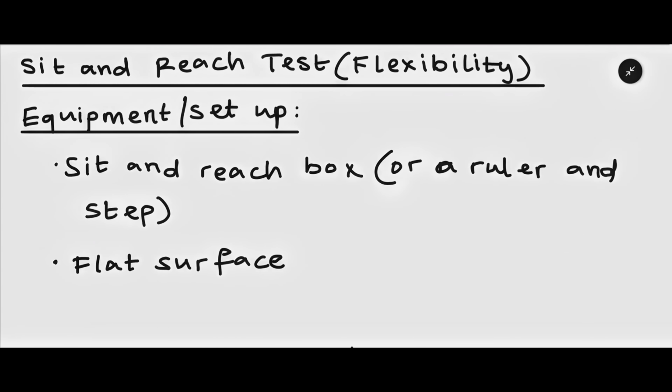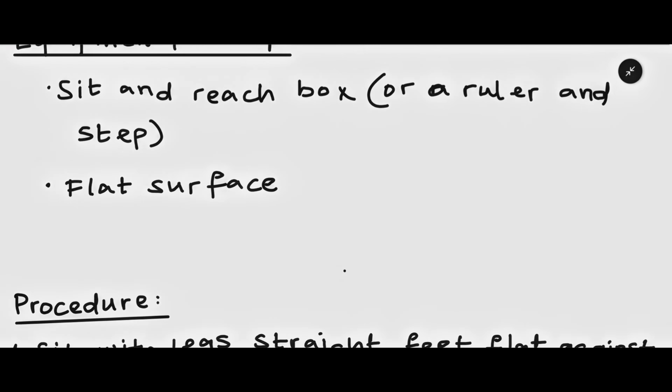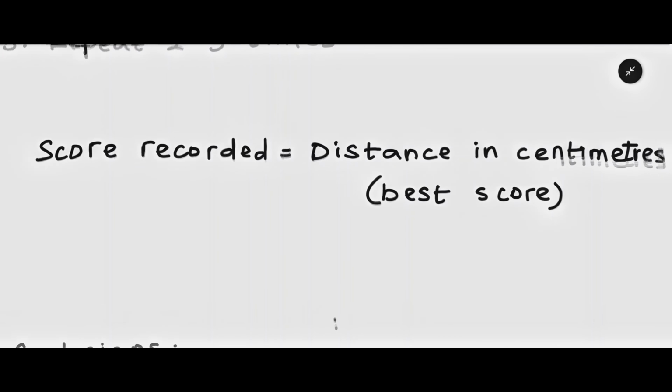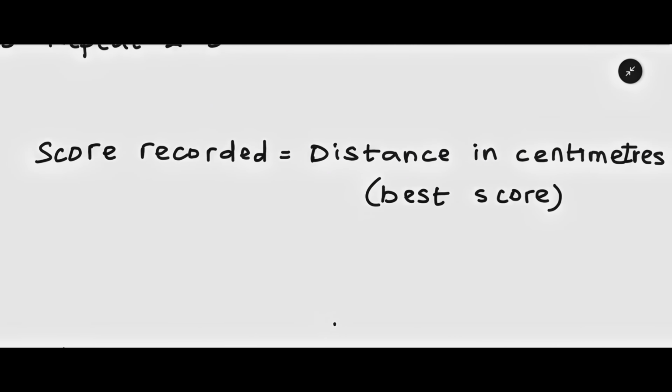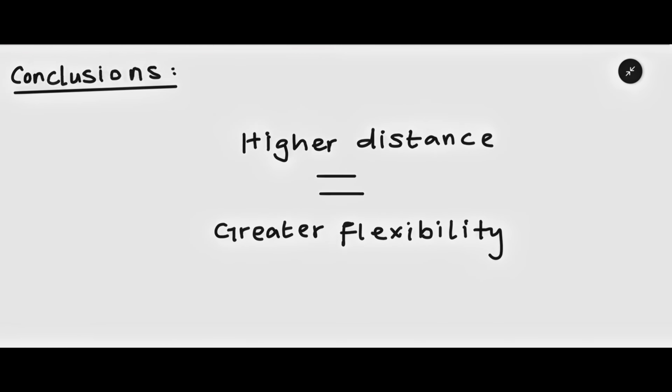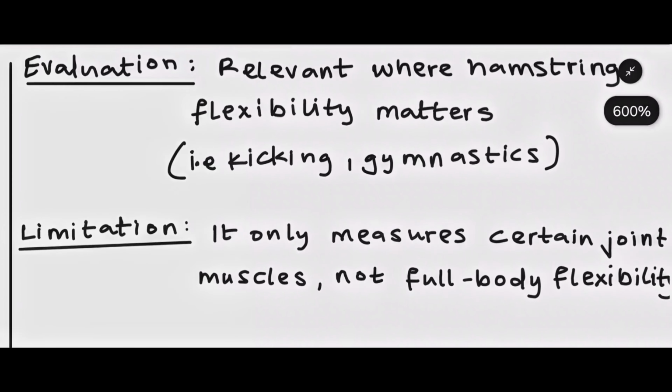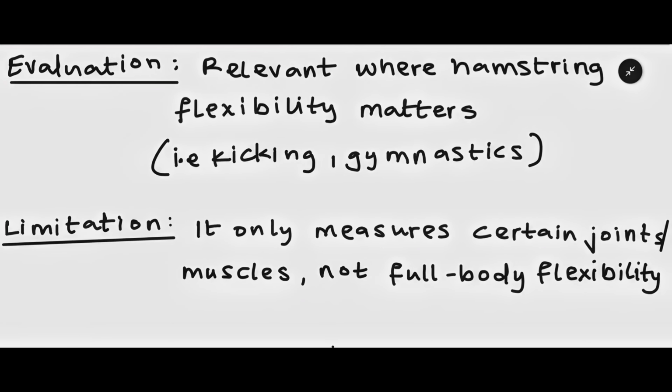Next, the sit and reach test, which is measuring flexibility, specifically the flexibility of your posterior chain, so your hamstrings and your back as well, but mainly your hamstrings really. Equipment setup, as you can see here on the screen. Procedure here on the screen. The score recorded is the distance in centimeters, your best score in centimeters. The conclusion is if you can reach a higher distance, then you have greater flexibility. And finally, we have the evaluation and limitation.